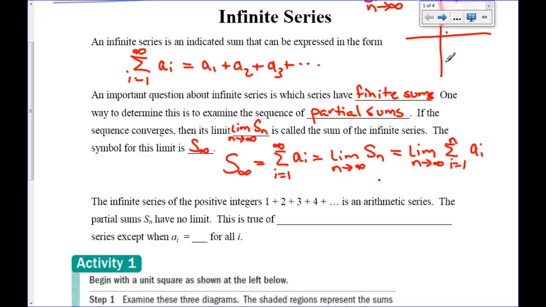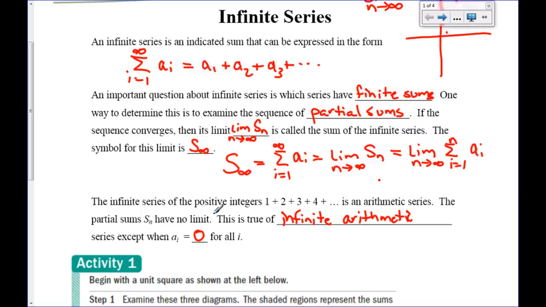So this is true of infinite arithmetic series, except when a sub i is 0 for all i. This doesn't even make sense. But okay. Is this one of those things that will make sense later? Yes, I know I'm giving you the definitions right now, and then you'll see how we get there later, okay? I'm sorry, it's kind of confusing in the beginning.